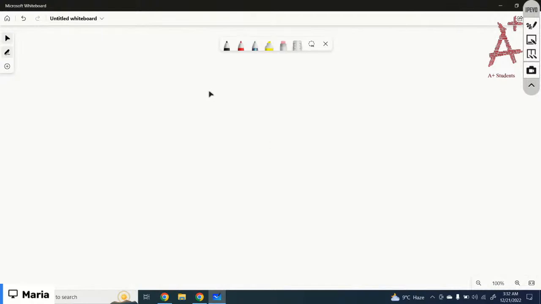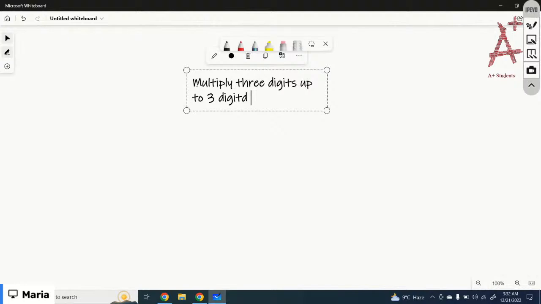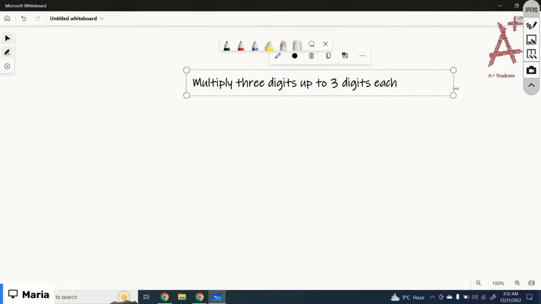Okay, the next lesson is multiply three numbers up to three digits each. Got it? We are going to multiply the three numbers. We're going to multiply three numbers and each number is a three digit number. Got it?